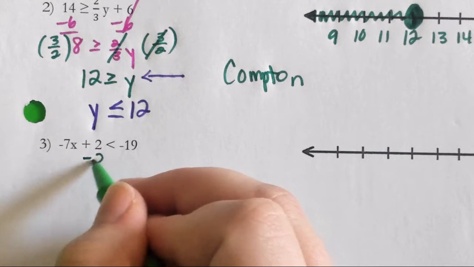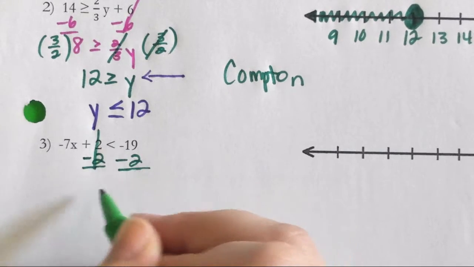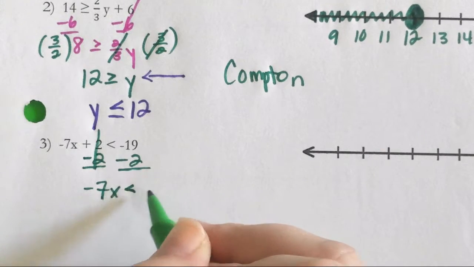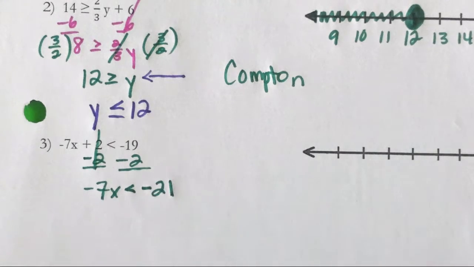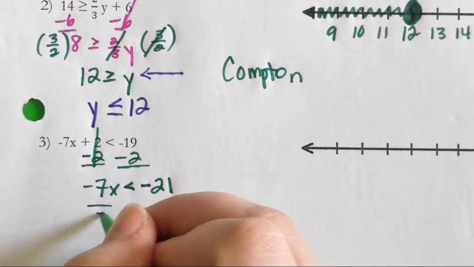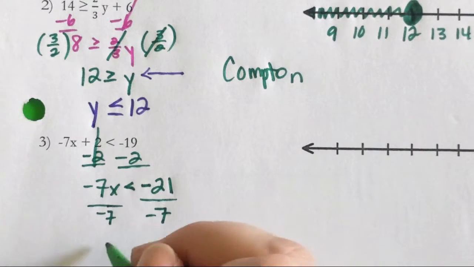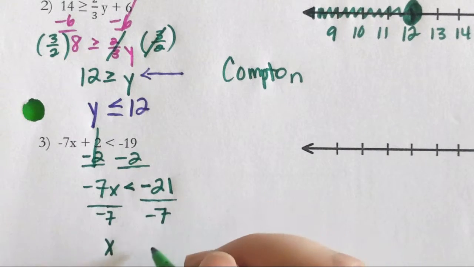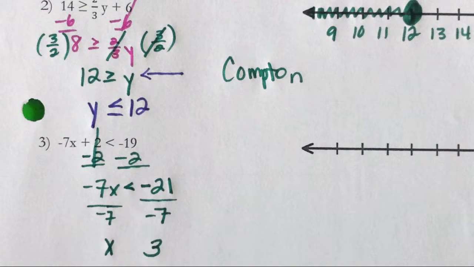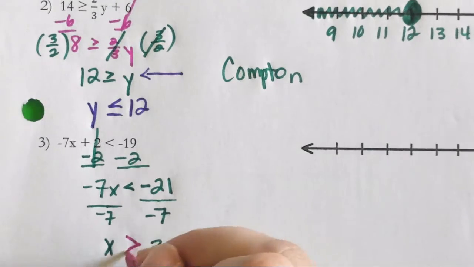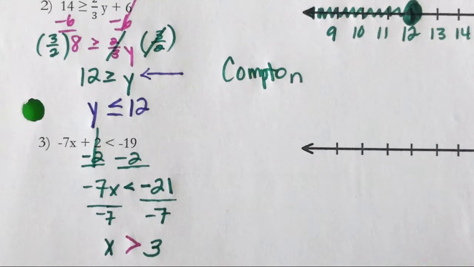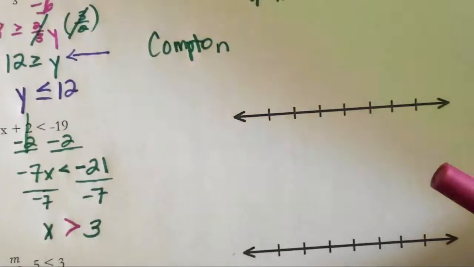You move the 2 over. Okay. 19. Okay. And then negative 7x. And then when you divide the negative 21 by the negative 7, the sign's flipped. Okay, so here's the important part. Everyone gets negative 21 divided by negative 7 is positive 3. But since we divided by a negative, like Hunter said, we have to flip the sign. So my answer is actually x is greater than 3.